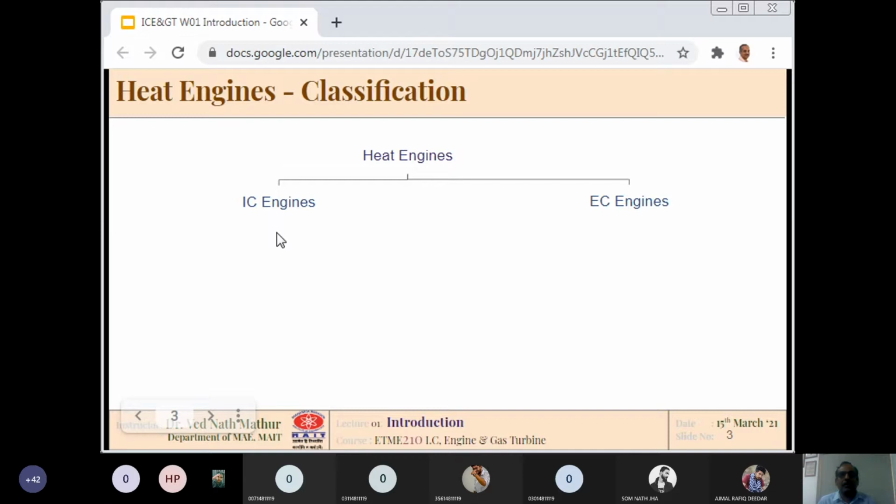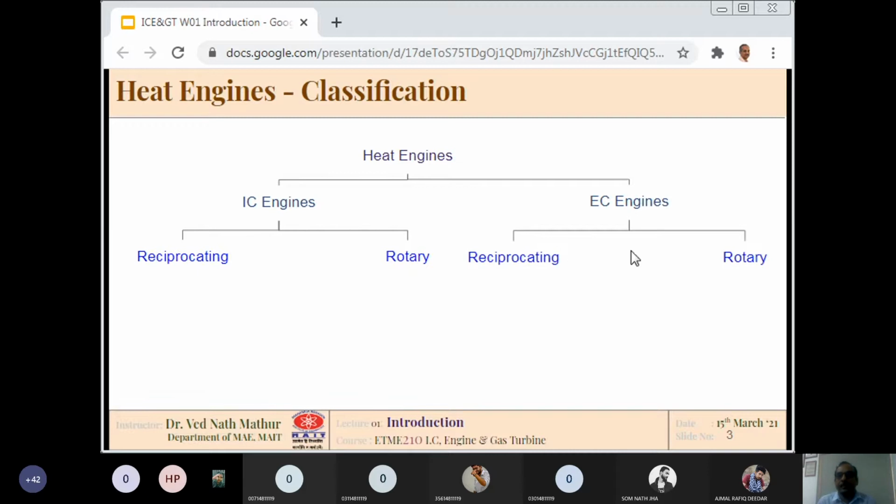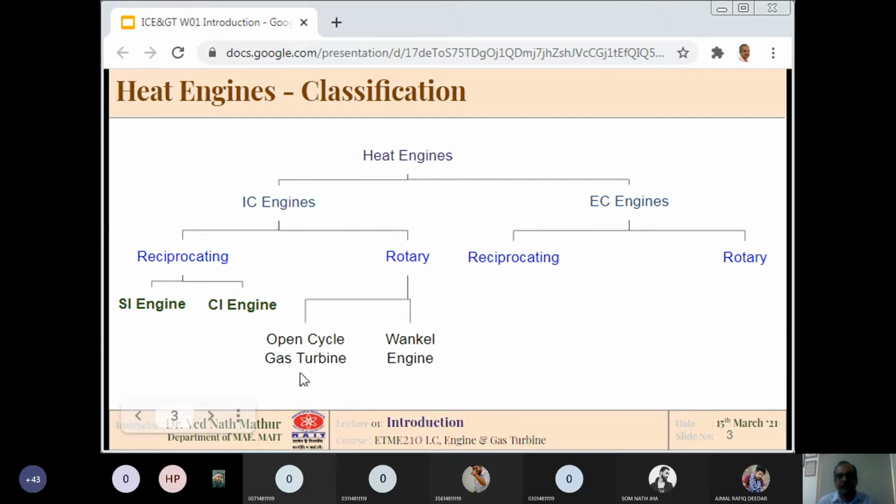Now both of these types are classified into reciprocating engines and rotary engines. EC engines can also be divided into reciprocating type and rotary engines. And reciprocating IC engines can be spark ignition engines and compression ignition engines. In spark ignition engines, the ignition takes place because of the spark. It's called SI engine. Petrol engines and CNG engines are spark ignited engines, while the diesel engine is a compression ignition engine. So we are going to study about these things. Rotary engines are the open cycle gas turbine and the Wankel engine, which are not part of our syllabus.